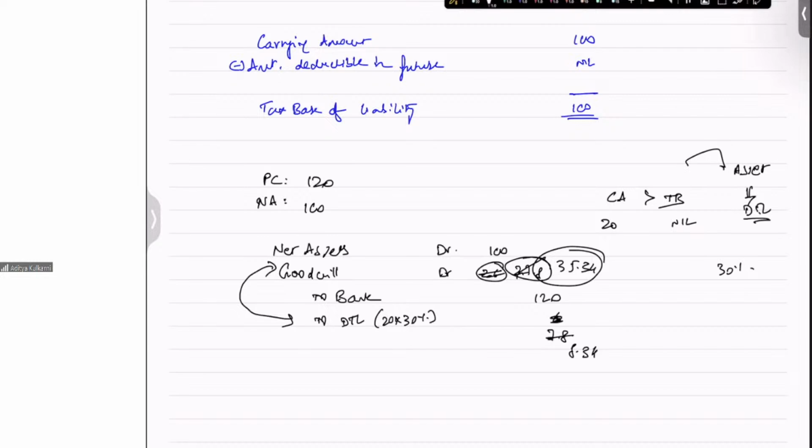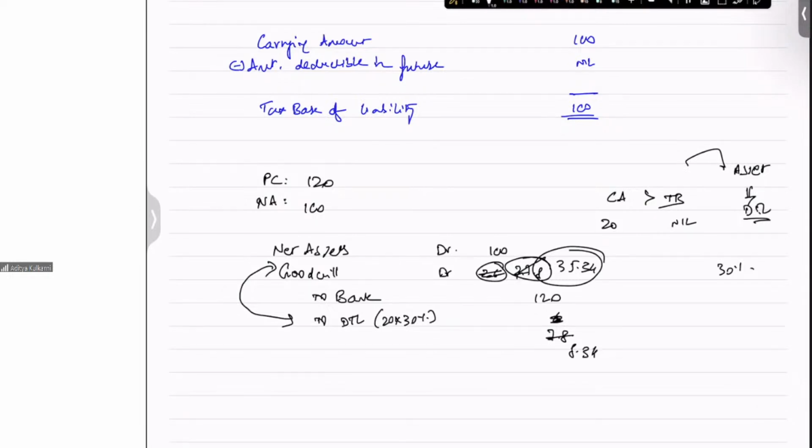Because of this reason, the standard gives you the exception saying never recognize the deferred tax in respect of goodwill. Alternatively, for capital reserve also you will not recognize. Whether it is goodwill or capital reserve, you are not going to recognize the deferred tax impact because it results in a never-ending circular reference.